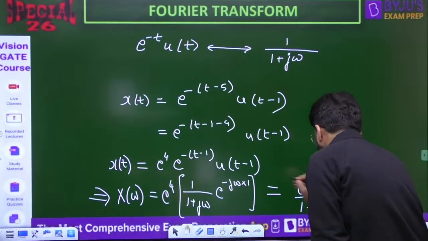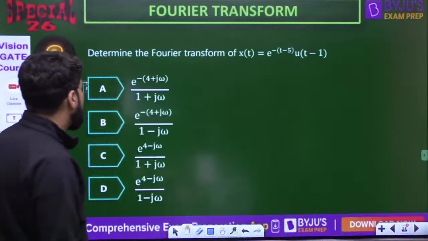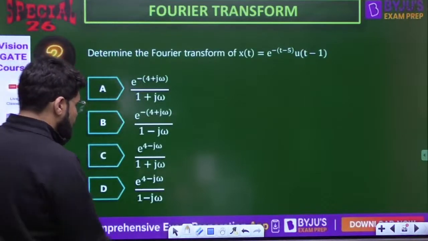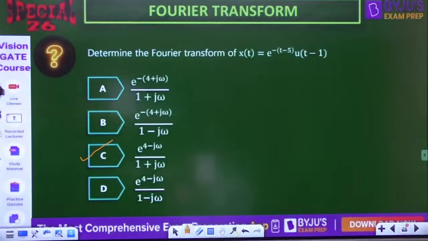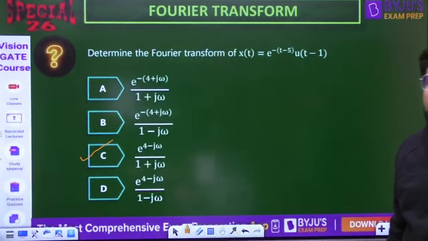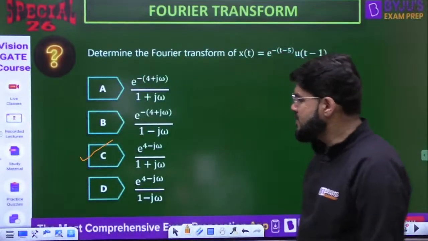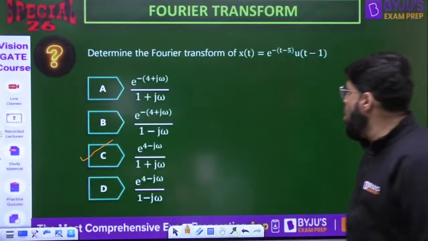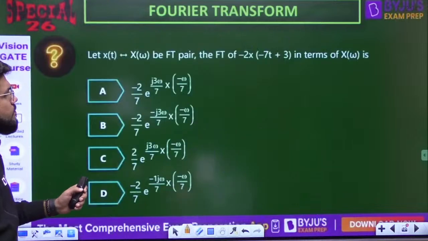Let us go and match the option now. e power 4 minus j omega divided by 1 plus j omega. Option C. Perfect. Yes, correct, Ankit Kumar, Akansha, Gate 24. Correct answer, it's option C. Be ready for the next question.